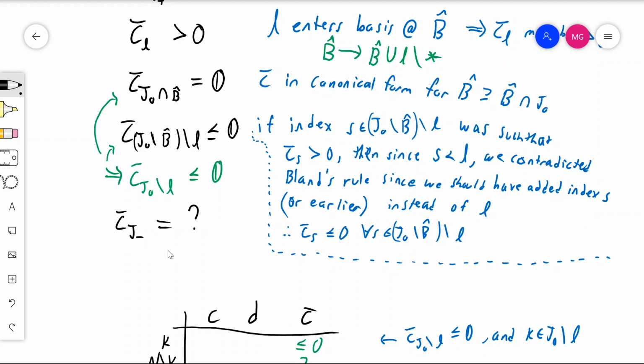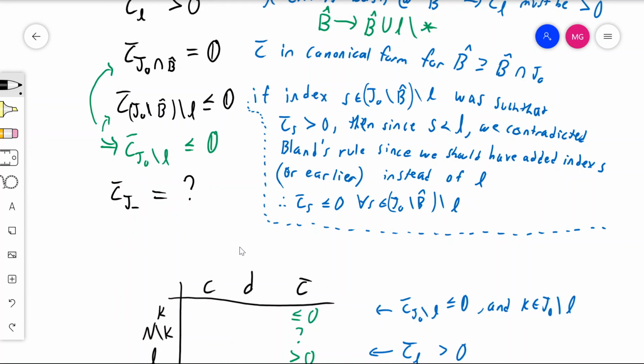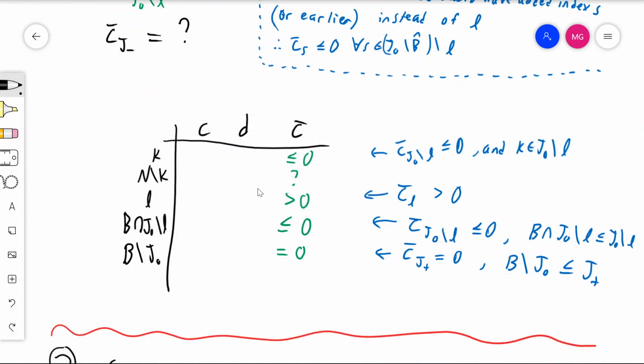And then finally, for the remaining part, which is the J minus indices, we just don't know. But it won't matter. We have sufficient information here. Okay, and now we can fill in the table because we've done this intermediate step. So how do we do C bar for this partition, where this partition is with respect to the basis B? Well, for index K, C bar is less than or equal to 0, because we said that for all the fickle indices except for L, C bar was less than or equal to 0. And K is amongst those. K is one of the indices that's fickle, but it's not L, and so C bar K must be less than or equal to 0.